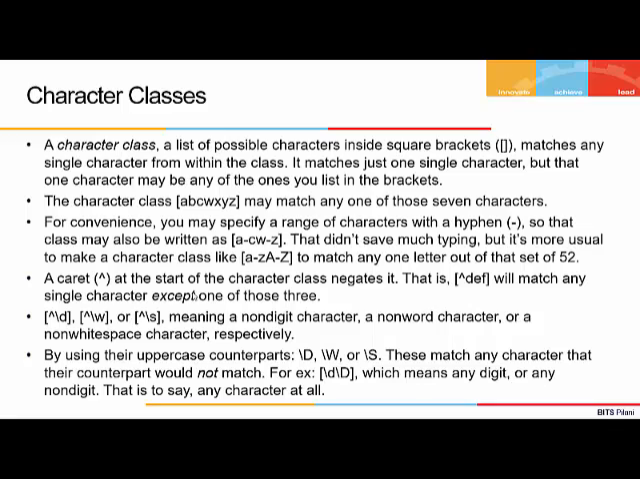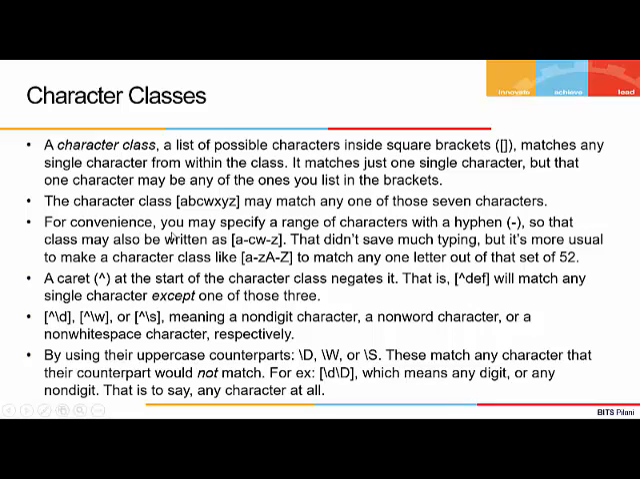So we will go with the next kind, the character classes. As we saw in the previous example for the hex, we wrote 0-9 and uppercase A dash uppercase F, and lowercase a dash lowercase f. A character class is a list of possible characters inside square brackets, which matches a single character from the class. It matches only a single character, but that one character may be any of the ones you list in the bracket. For example, we have here A, B, C, W, X, Y, Z, which may match any one of those 7 characters. Out of these 7 characters, it may match. If it is there, then it will give that value.